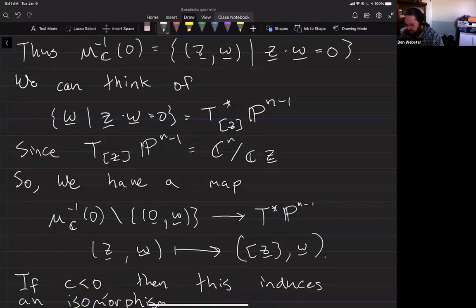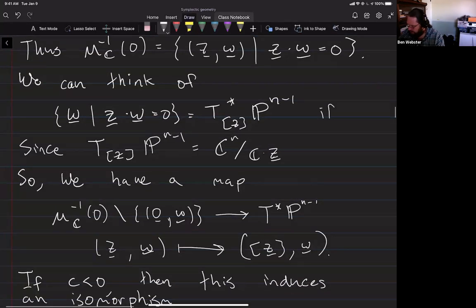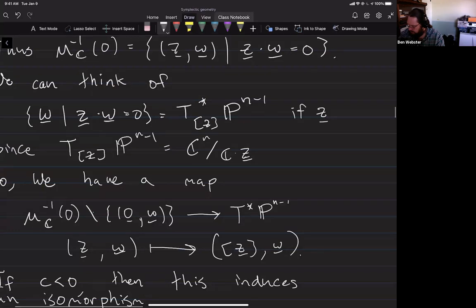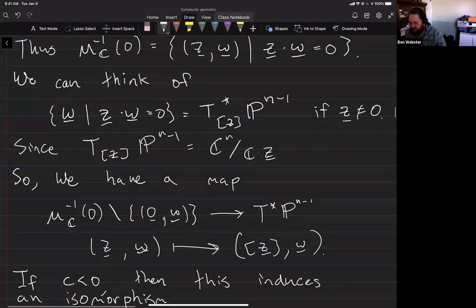Now that has actually a kind of natural geometric interpretation. If I fix Z, I can think of all the W which have trivial dot product with it as the cotangent space to P^(n-1) at the line spanned by Z. This is if Z is not zero. Right, so the tangent space to projective space is all of C^n mod the line spanned by Z. So when I dualize, I get that the cotangent space is all the stuff that's perpendicular to Z.